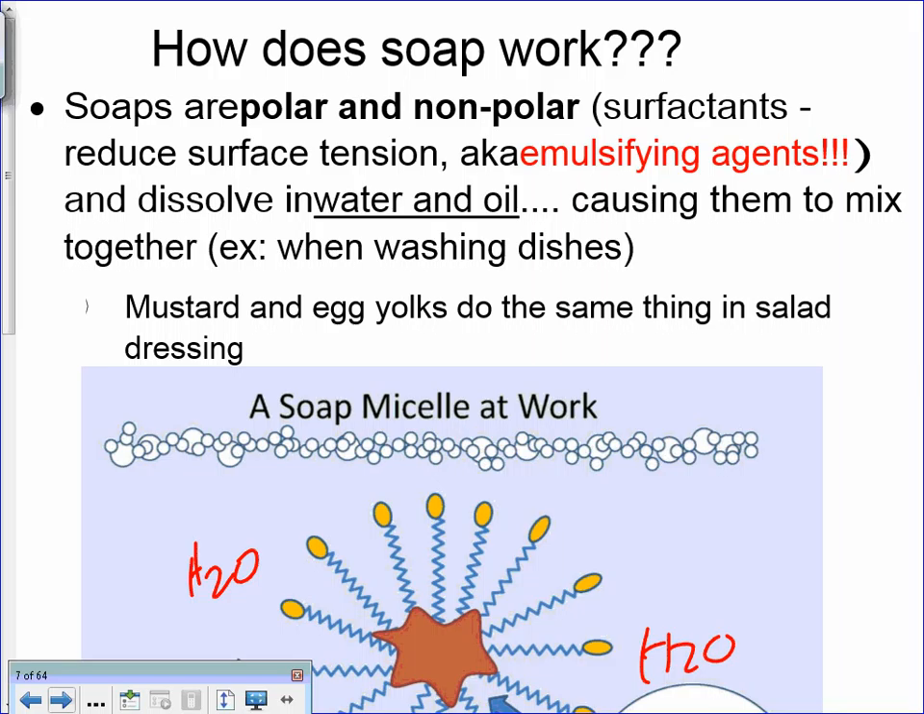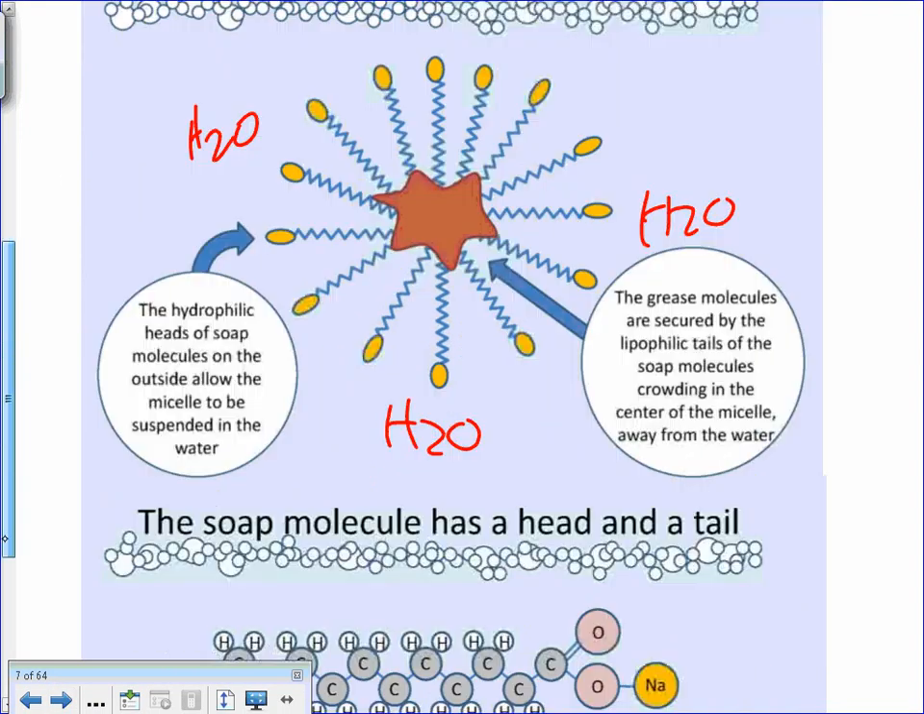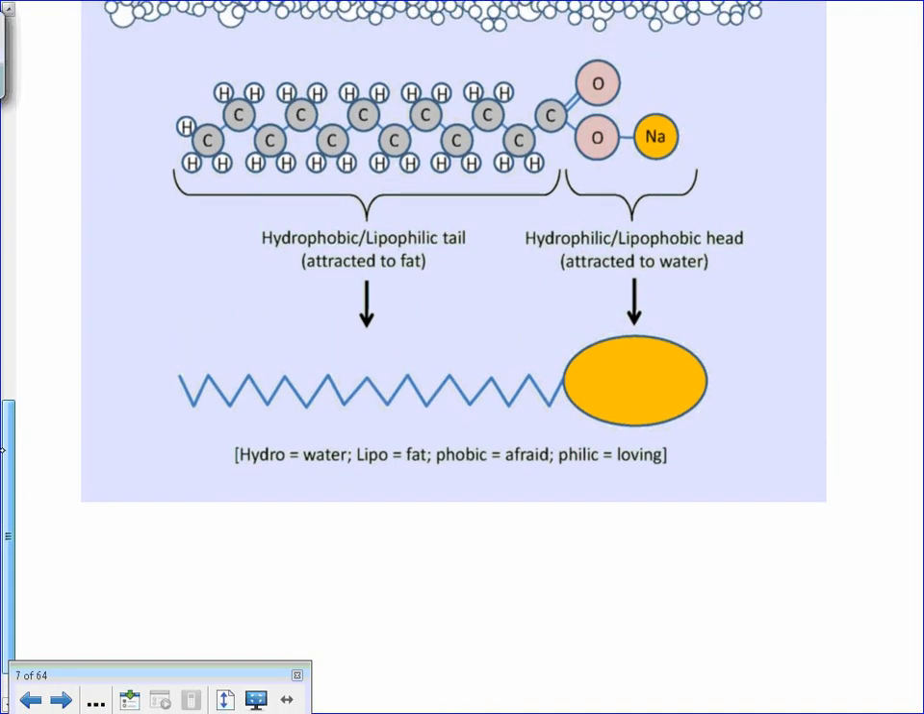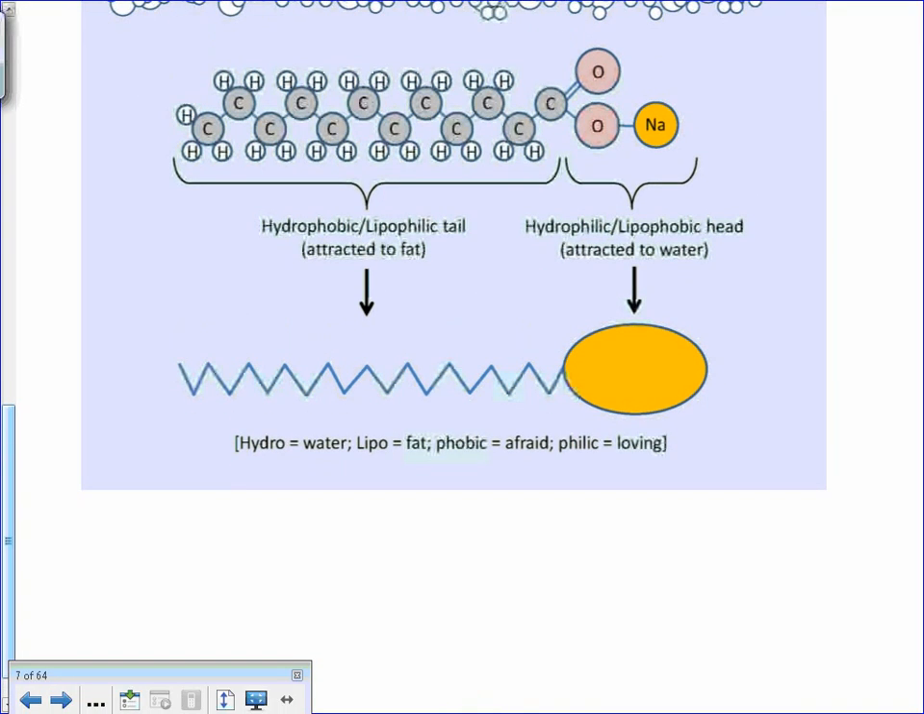So, I know you're wondering, guys, how does soap work? Pictures first. I know you're into cleaning stuff. Tell me what this tail means. What's this wiggly line? It's a carbon chain. Thank you. Carbon chain, carbon chain, carbon chain. How does it interact?